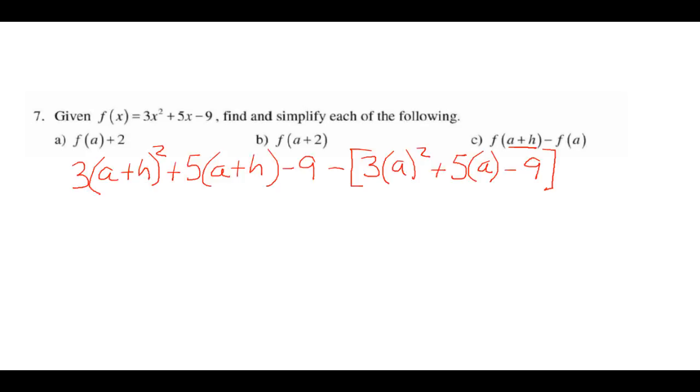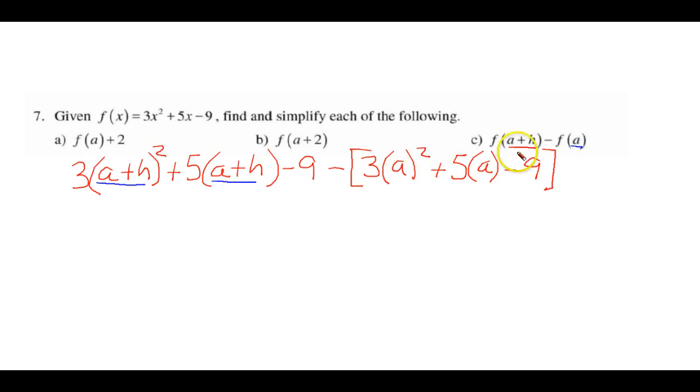So looking at this carefully, our a plus h will replace this x right here, and I'm putting it in parentheses. Here the x is replaced with an a plus h, and we have a minus 9. Okay. Now, since there's a negative there, we put a negative, and I put brackets here because I want to replace the x now with an a, which is what I've done here and here.